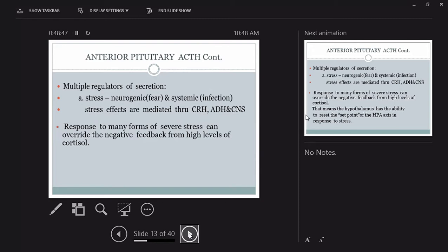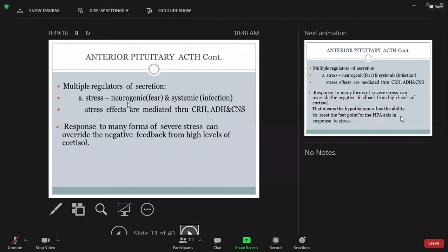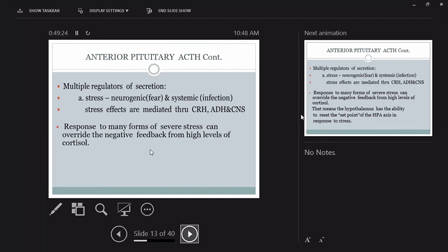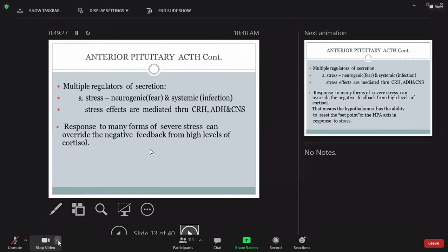Just like I mentioned yesterday, if you have an emergency surgery and it happens in the evening or late afternoon, usually the patient after surgery cannot sleep because of high levels of cortisol, because the stress is there. It is neurogenic stress, fear in the surgery, and it increases the level of cortisol.